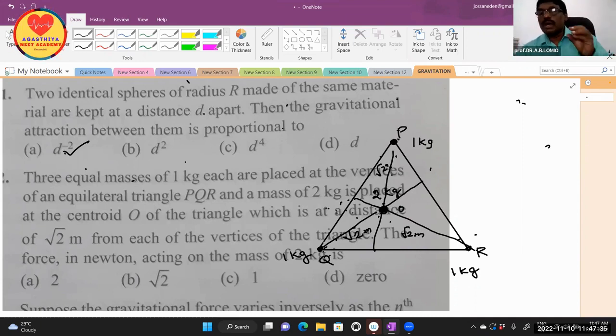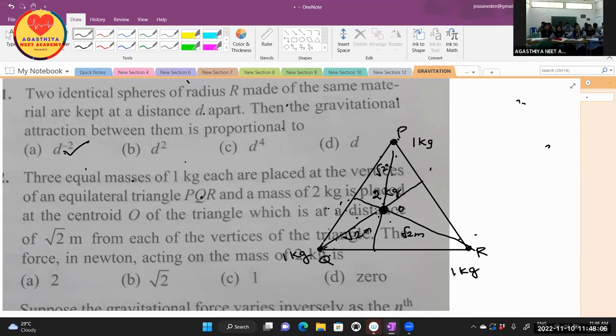Every mass exerts an attraction force on O. Focus on the point O. The mass 2 kg will be attracted by the mass 1 kg placed at P, Q, and R. The question is, what is the resultant force acting at point O?